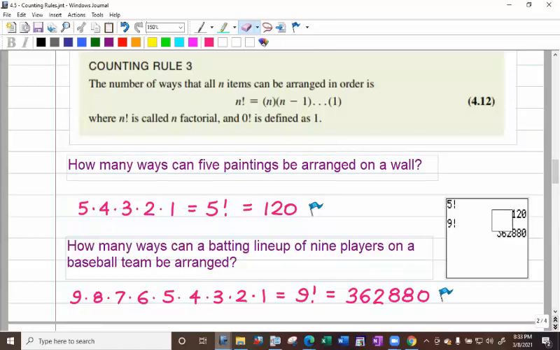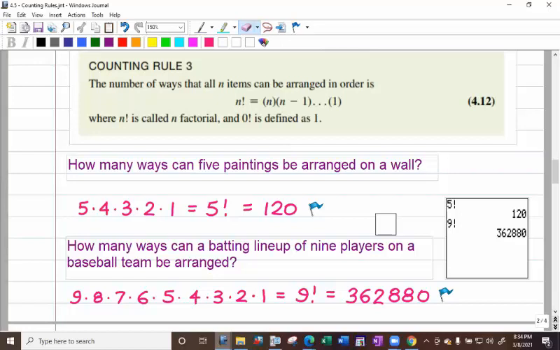Now I did it the long way, but I'll show you. You would want to use the factorial key. So how many ways can 5 paintings be arranged on the wall? Every time you put them up, that's a different order. It's not like just putting them all up there one time and that's it. Each position you put them in is a different order.